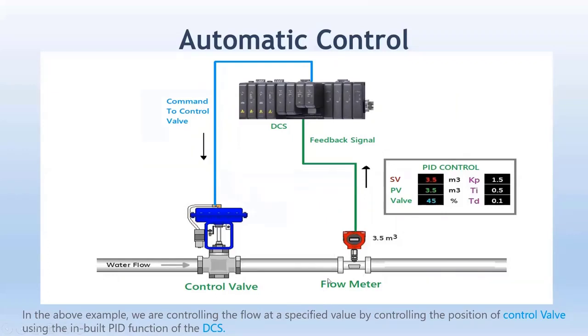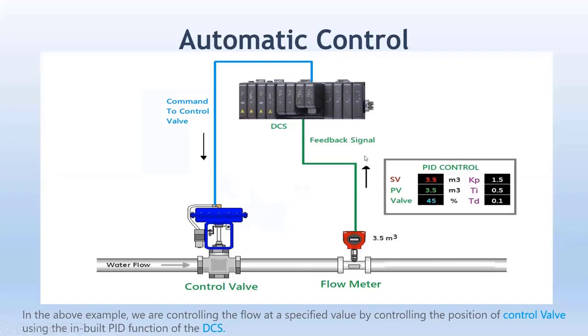This is another example to understand the PID concept. This is a water flow, and there's a control valve that regulates the amount of water to get in, and this is a flow meter. You put up a value of 3.5. You want the flow to be 3.5, and you can see in this scenario your PV is also 3.5. So it's a very simple closed loop mechanism.